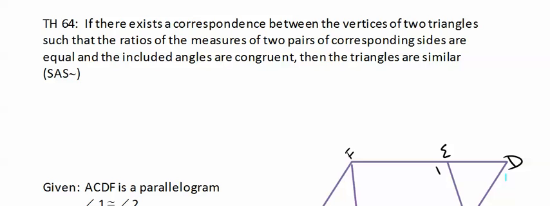Theorem 64, the last one for similar triangles, is if there exists a correspondence between the vertices of two triangles such that the ratios of the measures of two pairs of corresponding sides are equal and the included angles are congruent, then the triangles are similar. So in this case, just like side angle side, the angle has to be sandwiched in between the other two sides. But this time, instead of the sides being congruent, you just prove that the ratios of the sides are equal.